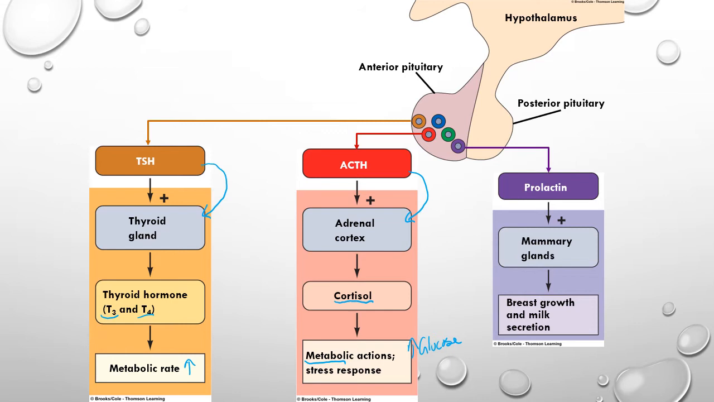Prolactin goes down to the mammary glands. So after pregnancy, towards the latter end of pregnancy, prolactin levels are going to start to increase and then continue as lactation occurs. And that's going to stimulate the mammary glands in their milk production and growth.